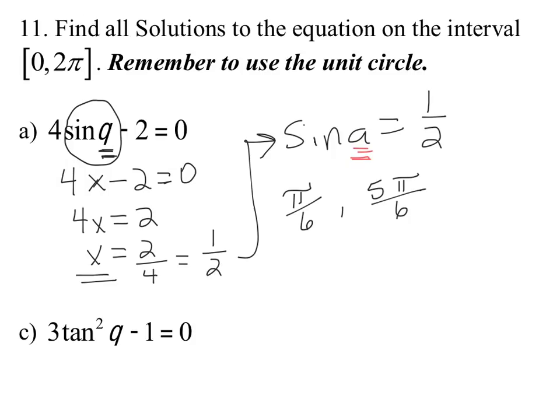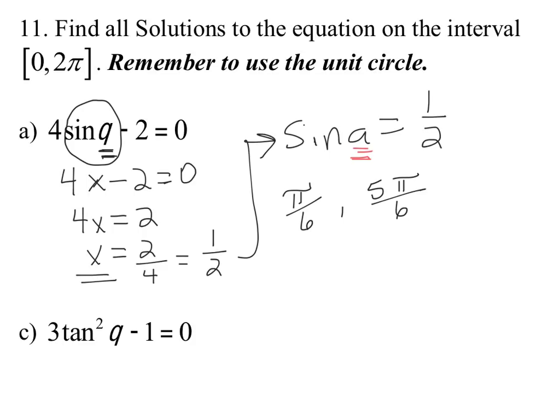Okay, so these would be the angles in quadrant 1 and quadrant 2. So sine is not positive in quadrants 3 or 4, because remember, y values in quadrants 3 and 4 are negative. So we would not include any angles from quadrants 3 or 4.